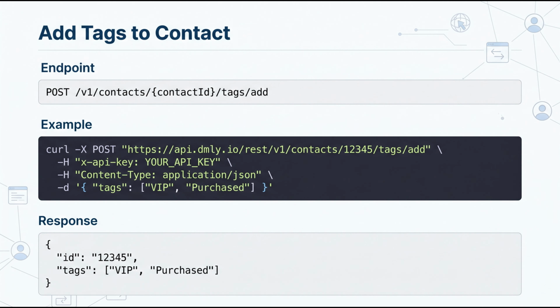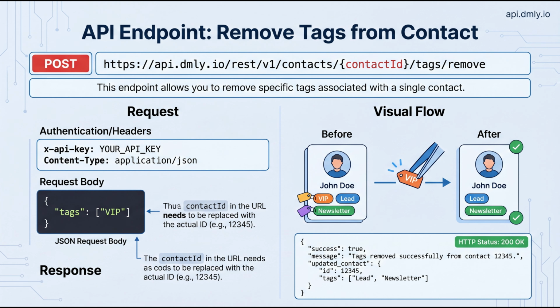The add tags to contact endpoint adds one or more tags to an existing contact. It's a POST request to /v1/contacts/{contactId}/tags/add. Authentication. Include your API key in the header using x-API-key and set content-type to application/JSON. Request body. Tags. Pass an array of tag names in the request body. For example, VIP and purchased. Response returns the updated contact object with the newly assigned tags.